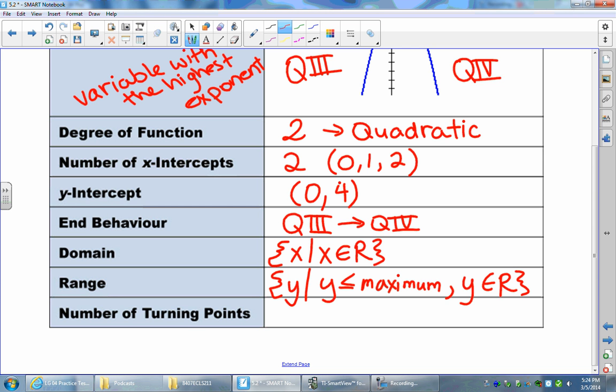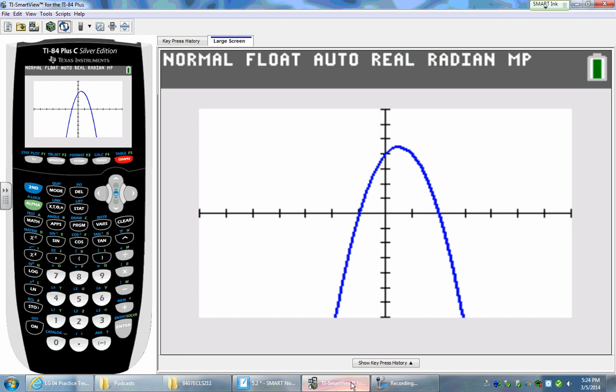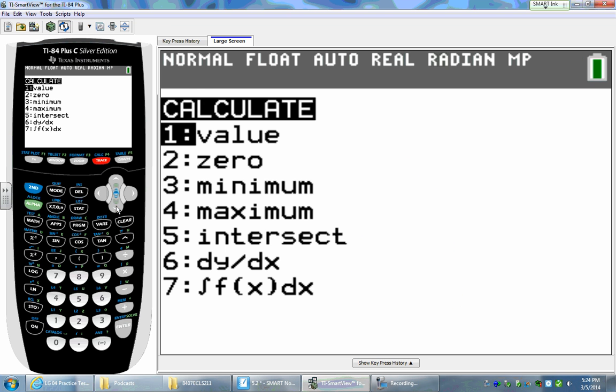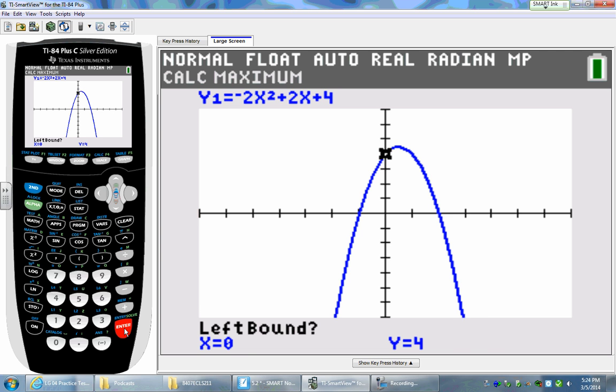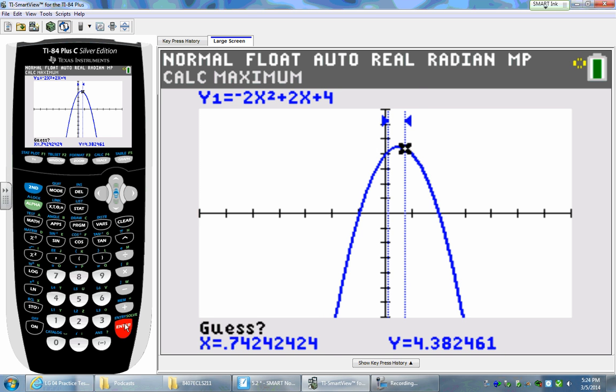And if we want to determine our maximum, we can go into our graphing calculator and press second, trace. We can scroll down to the number 4, maximum. And that says left bound. So we're going to go to the left side of the maximum and press enter. Then we go to the right side of our maximum and press enter. And then we press enter a third time and it will give us our maximum value. So this is telling us that the maximum value happens when x is equal to 0.5 and y is equal to 4.5.